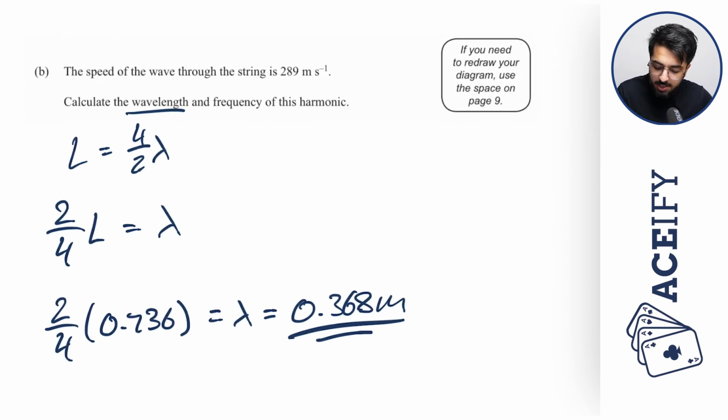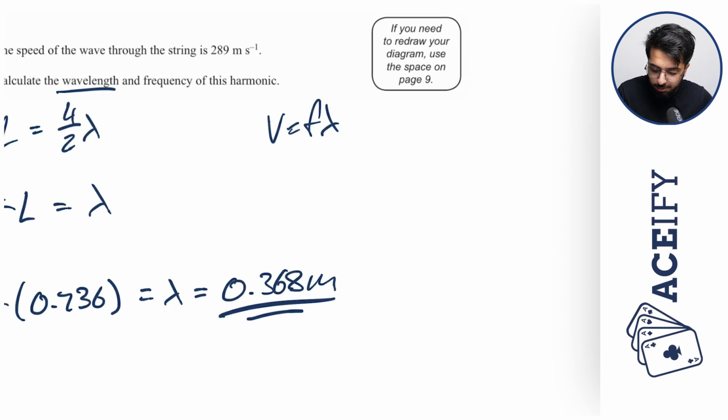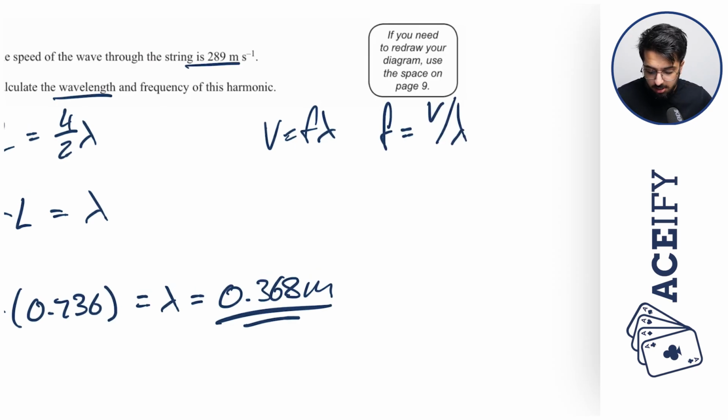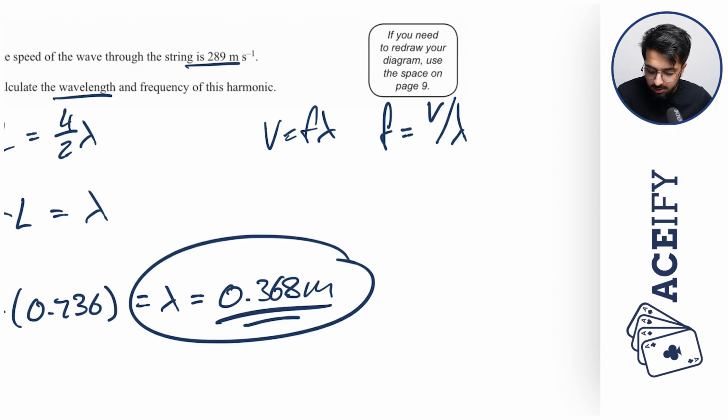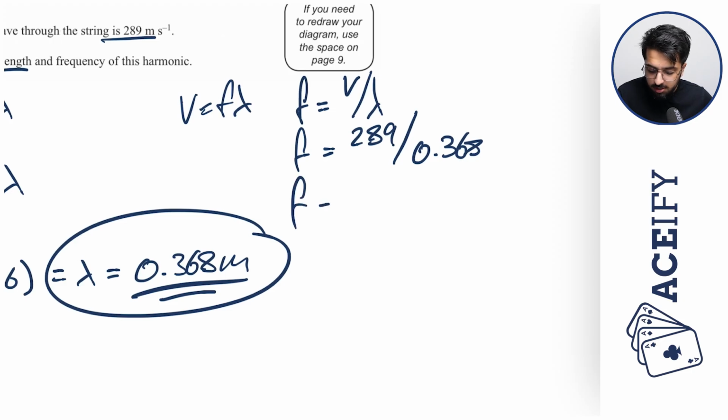We also know that v is equal to f lambda, and therefore our frequency is equal to the velocity of the wave all over our wavelength. We are given the velocity of the wave, and we just found our wavelength, and therefore our frequency is equal to 289 divided by 0.368, and this gives a frequency of 785.33 hertz. There we go.